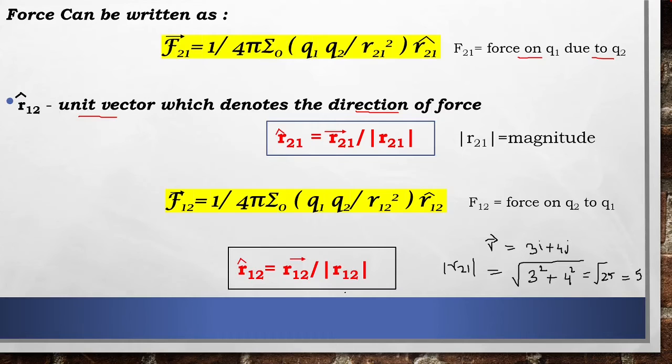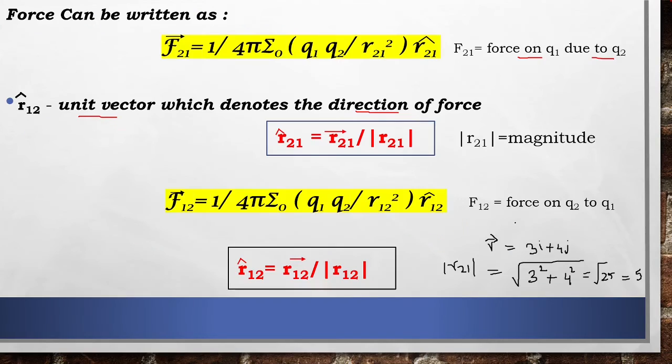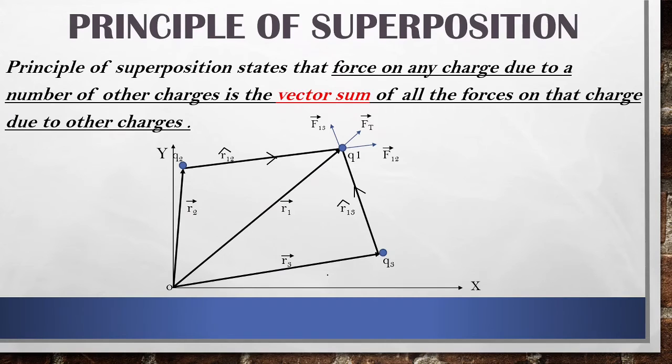Now let's look into F12. What is F12? It is the force on Q2 due to Q1. So F12 is equal to 1 by 4 pi epsilon 0, Q1 Q2 by R12 square, R12 cap, where F12 is the force on Q2 due to Q1 and R12 cap is equal to vector R12 by modulus of R12. So this is how you represent the force due to two charges in vector form. Okay. Now let's look into the principle of superposition. Here you could tell the force due to multiple charges.